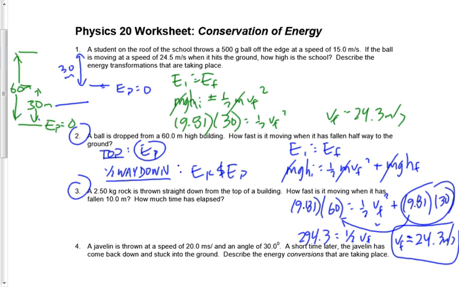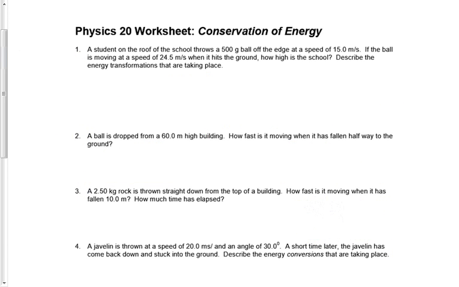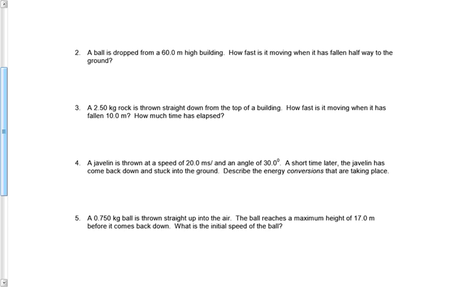Okay, number 3. Number 3 says a 2.5 kilogram rock is thrown straight downward from the top of a building. How fast is it moving when it's fallen 10 meters? Oh, it's thrown straight down. I should have given you the speed at which it was thrown, right? Did you guys just assume that it was dropped, like VI is 0? Yes. Pretty much what you had to assume in this question, because it didn't give you how fast it was thrown.